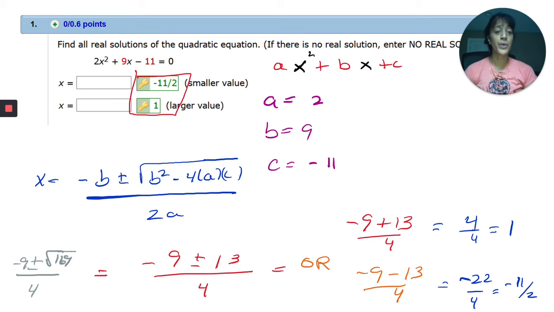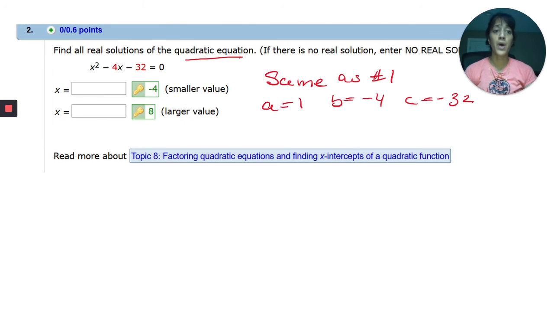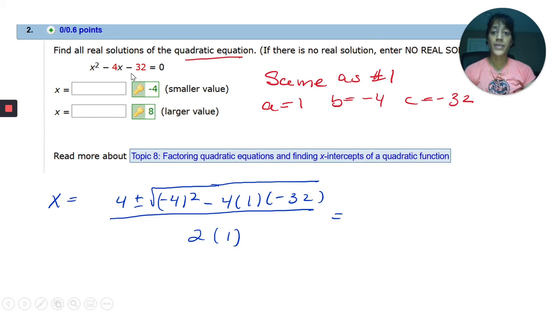I'm going to do number 2 quickly because it's the same as number 1. Same as number 1, in my case here, a is 1, the coefficient of the x squared is 1. The coefficient here is minus 4, and the coefficient here is minus 32. Well, here's another place you can make it. This is rampant with opportunities for minus sign errors. Negative b is positive 4.